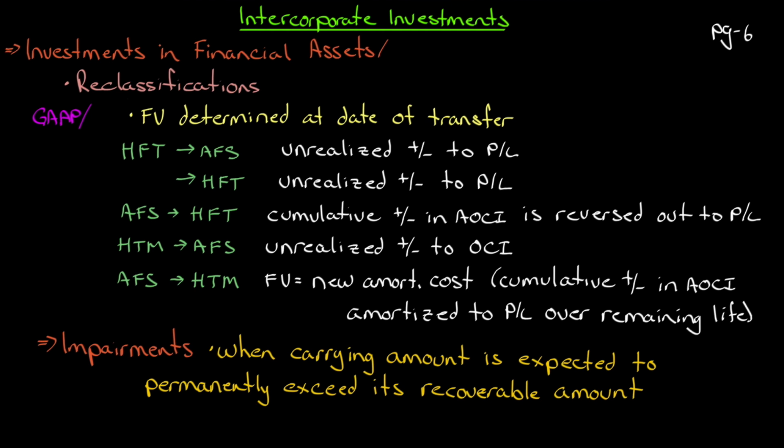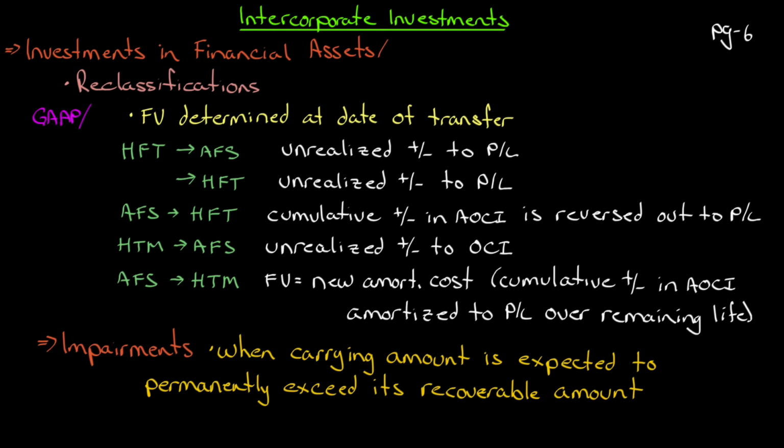So let's begin. Held for trading security, we want to reclassify it as available for sale. Any unrealized gains or losses will go to P&L. Any security being reclassified into the held for trading category, any unrealized gains or losses will go to P&L. If we have an available for sale security and we want to reclassify it as held for trading, remember now for available for sale, any unrealized gains or losses stayed in OCI and they built up in the account called accumulated other comprehensive income. Well, if we're transferring from available for sale to held for trading, the cumulative gains or losses are reversed out and sent to P&L.